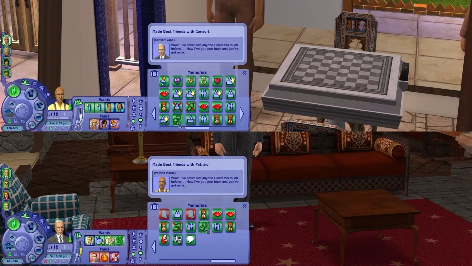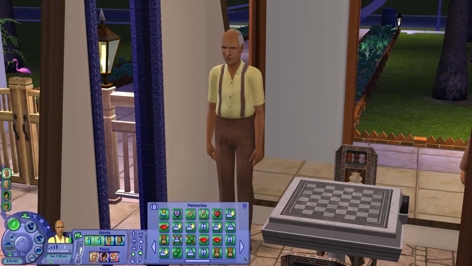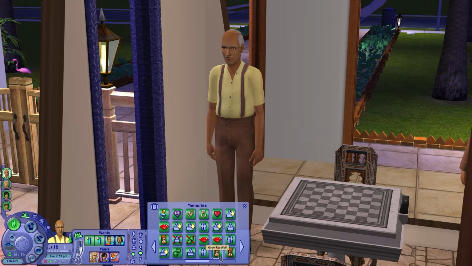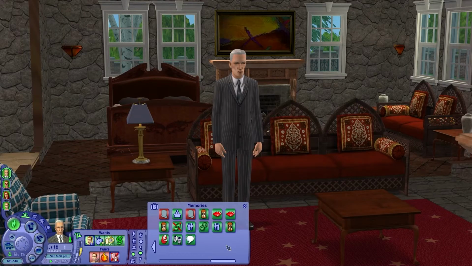Consort and Patrizio's memories confirm that they used to be best friends, then lost each other as best friends, and if you look at their relationship panels, they are now enemies. The notion that they used to be associates, which I understand as meaning that they were business partners, shows up in Patrizio's memories. You can see that he met Consort when he was a teenager, then he got a job. You can imagine that they started business together. They became best friends, and the job thing was going well, and then he and Consort had a falling out, and he got fired.